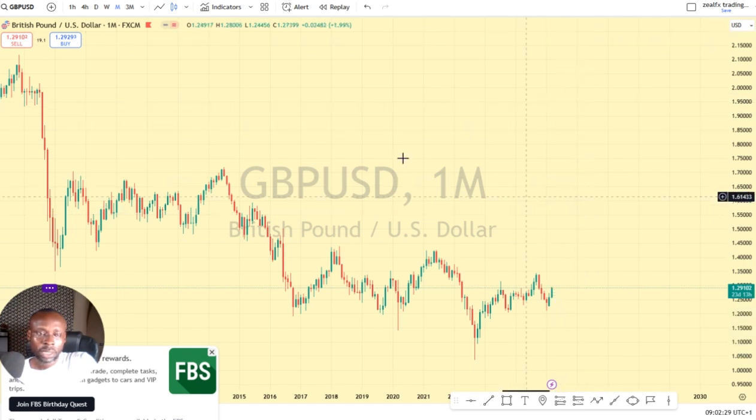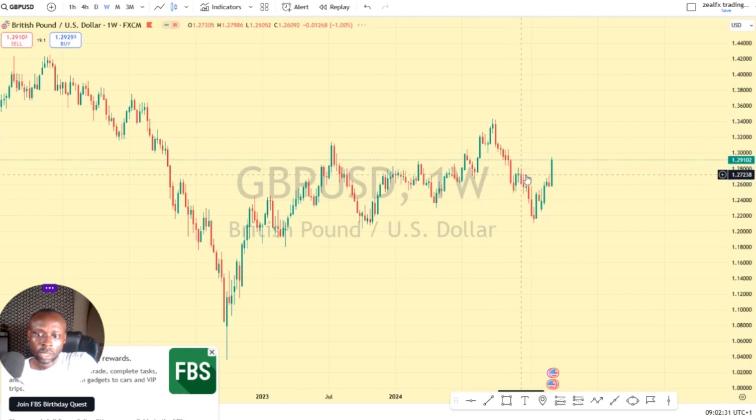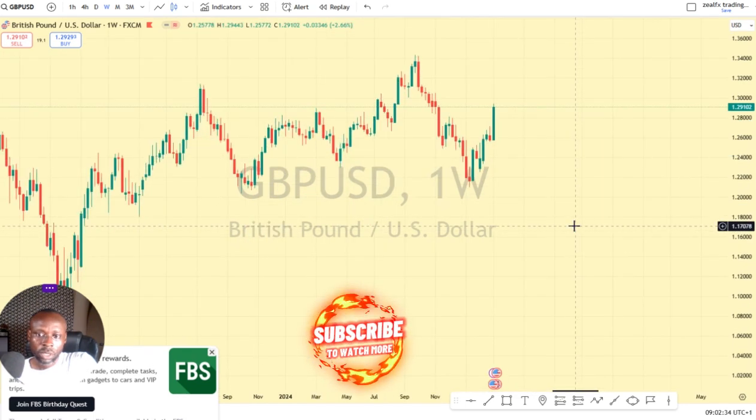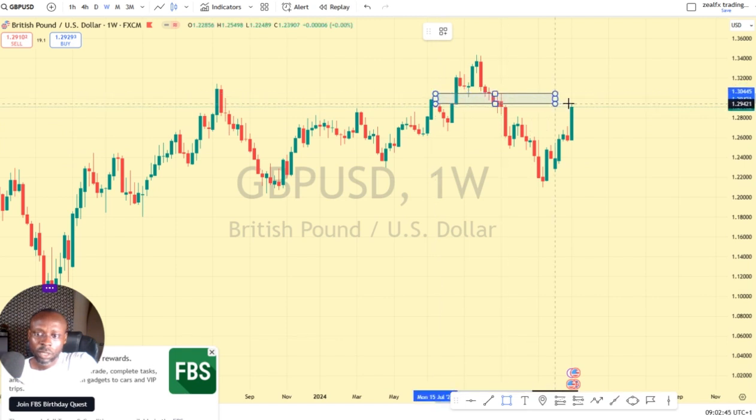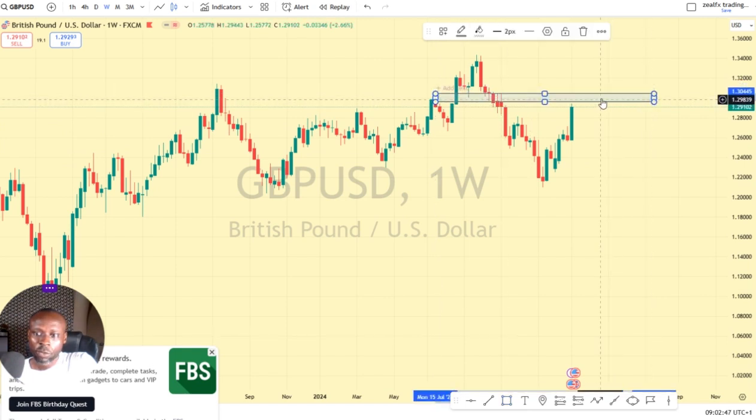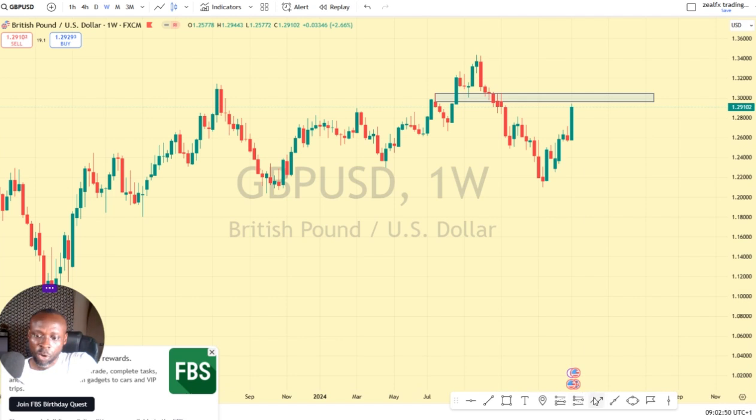So let's look at the weekly chart of the Great British Pound USD. On my weekly chart, we still expect price to push lower for the Great British Pound USD because price is currently on a resistance level. So we expect price to do a test of this resistance before we see further downtrend movement. All we expect this week for Great British Pound USD is for price to do a retest of this zone, then we'll see a push back to this level. So if price fails to break this level, we expect price to go lower, but if price breaks above, we expect the British pound to continue to push higher.